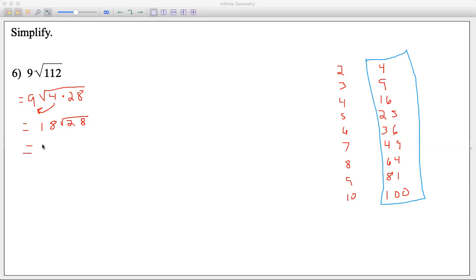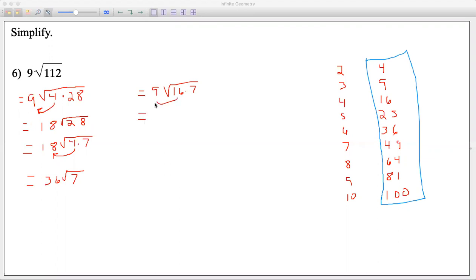Why 16? Because I can pull out another 4, because I can write 28 as 4 times 7. Stop me if you're lost. The square root of 4 is 2. 2 times 18 is 36. So 36 root 7. If I had known from the very start that I could write that as 9 root 16 times 7, 16 times 7 is 112, then I could have done this in one step.